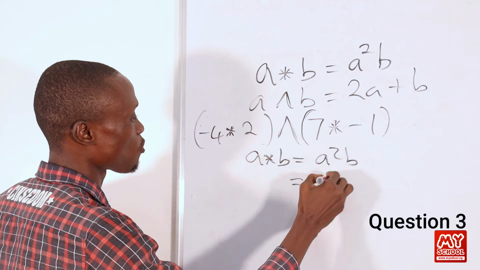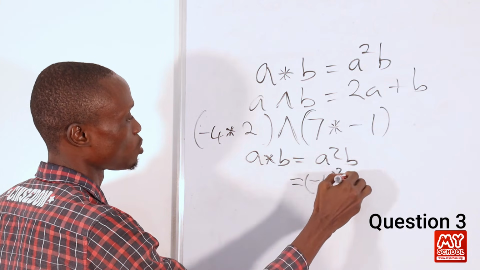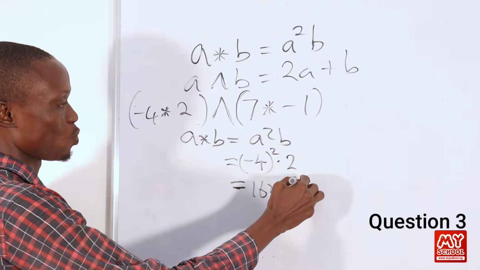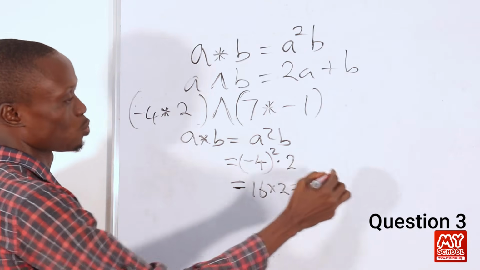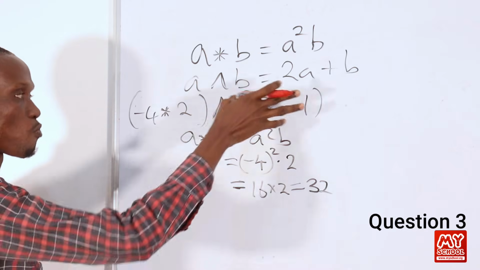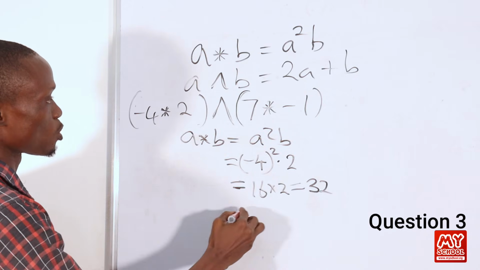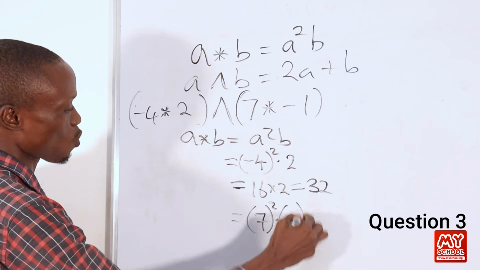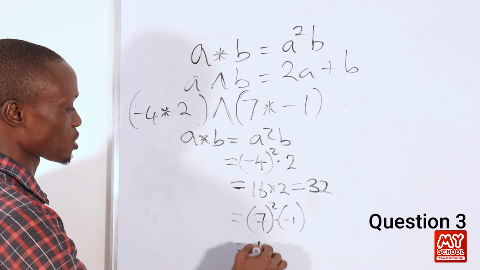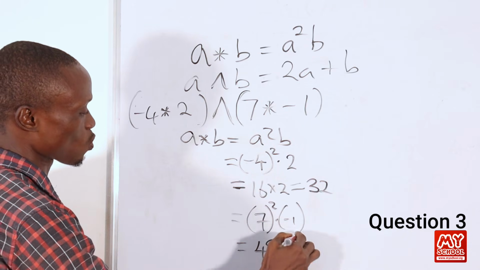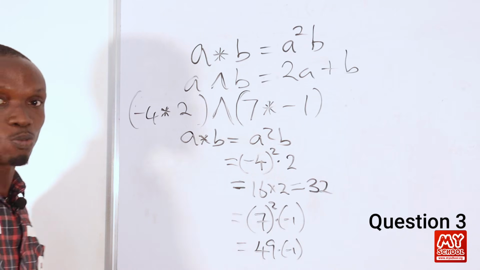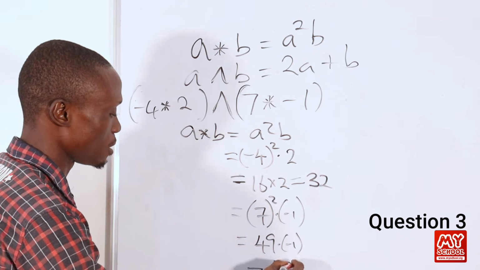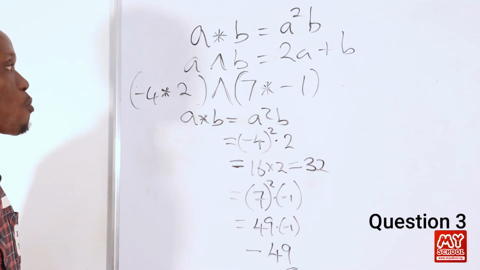So minus 4 in bracket raised to power 2, times 2. This will give us 16 times 2, which is equal to 32. We can do the same for the other side of the bracket. If we do the same, we'll have 7 squared times minus 1. So 7 squared will give us 49 times minus 1, which will be equal to minus 49. Now we move to the second part.